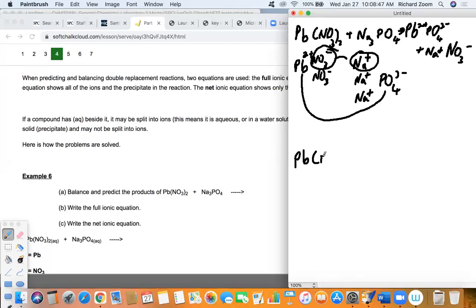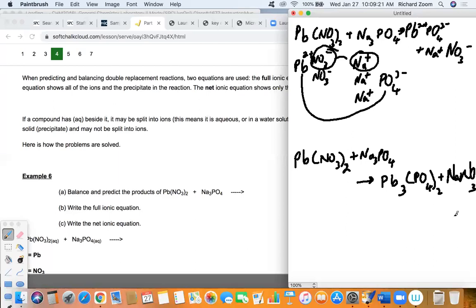So when I do that and I rewrite it, we'll get PbNO3 plus Na3PO4. And that gives Pb, and I need to see what combination of these I'm going to get. It's going to be Pb3(PO4)2. That's to make those charges even out. And then Na plus NO3 minus would just be NaNO3. Okay. I'm going to stop there for a second. Does anybody have any questions about what I've done so far?